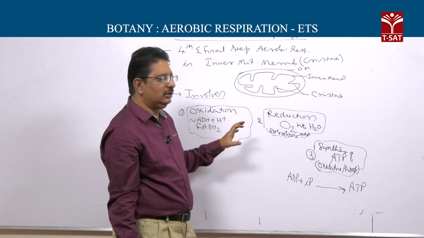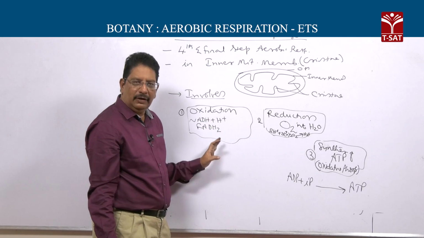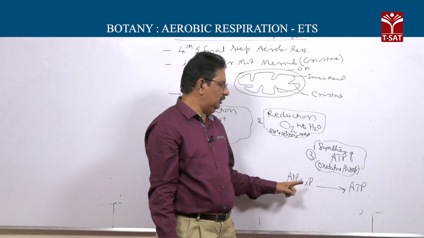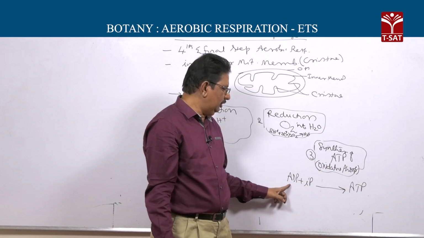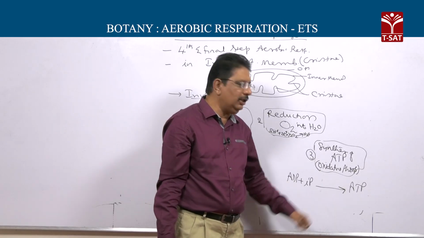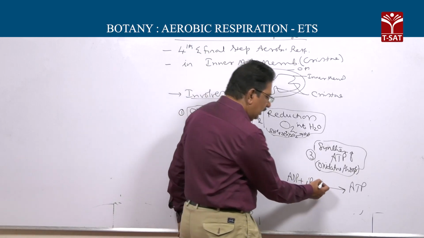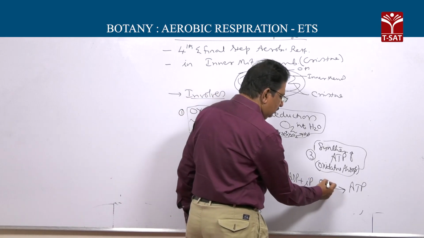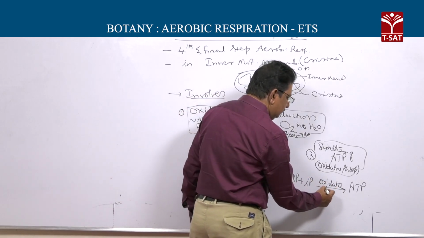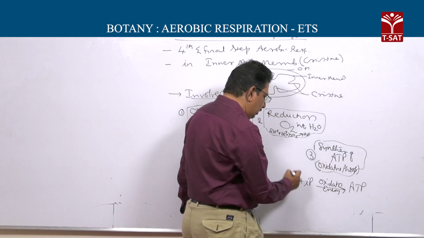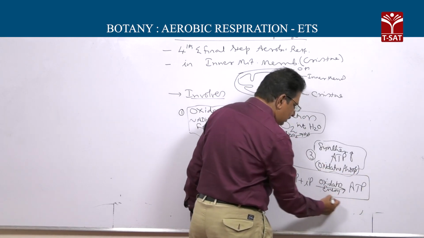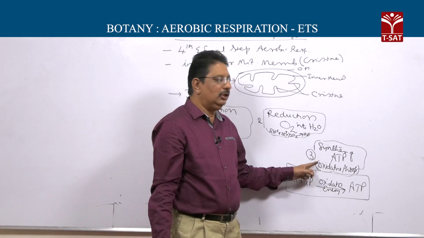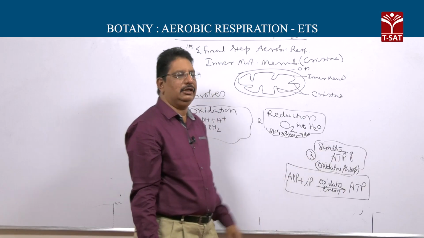So, during the oxidation of NADHs and FADH2, some energy is liberated, which is utilized in the construction of a bond between ADP and Pi to form ATP. So, the energy utilized for synthesis of ATP is oxidation energy. So, if ATP is synthesized by using the oxidation energy, it is commonly called oxidative phosphorylation.